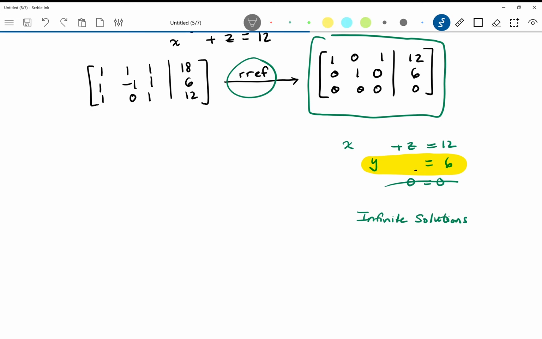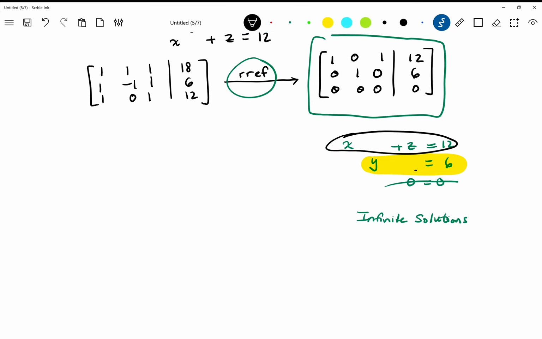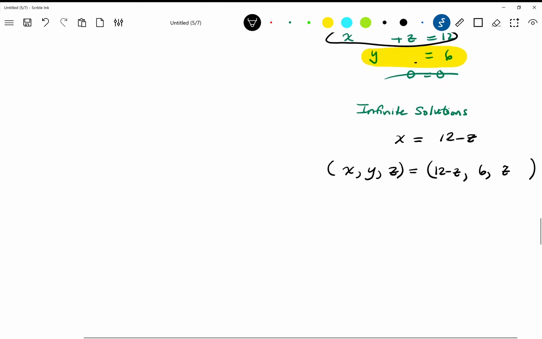What we also get is that x plus z is equal to 12. So I'm actually going to take that and write one of the variables in terms of the other. I'm going to write x equals 12 minus z. So what that means is if I have a solution of the form x, y, z, I can write this, trying to write it in as few variables as I can, as follows. I know that x is 12 minus z from what I just found. I know that y is always 6. And I know that z is just whatever z is, right? So there is one way to write the solution to the system.